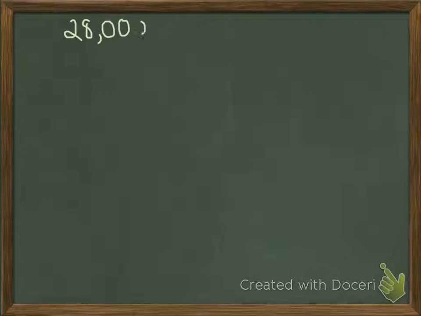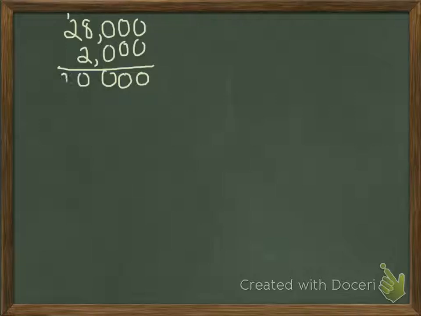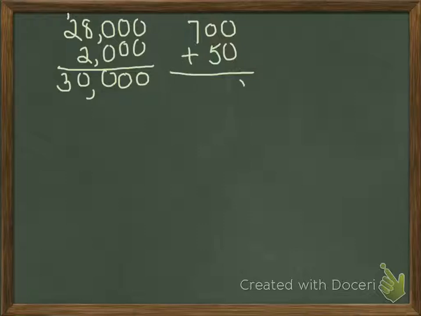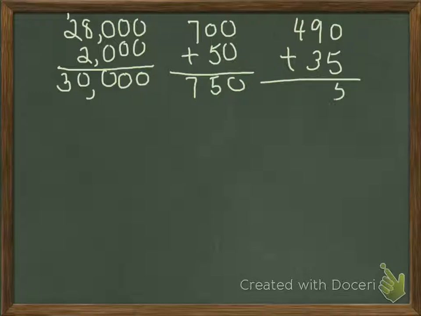Let's add them in sections. 28,000 plus 2,000 is 30,000. 700 plus 50 equals 750. 490 plus 35 equals 525.